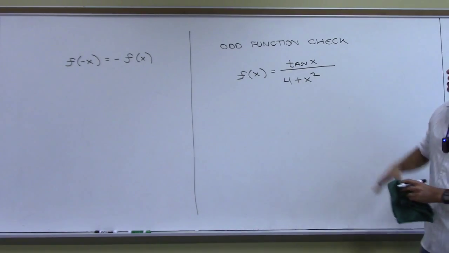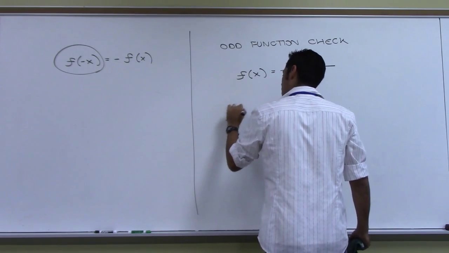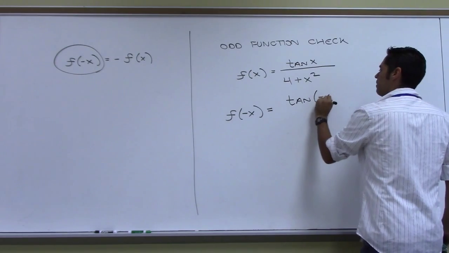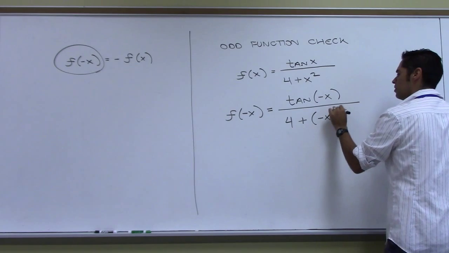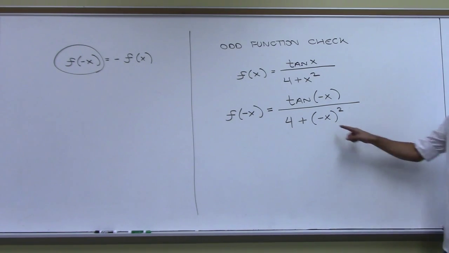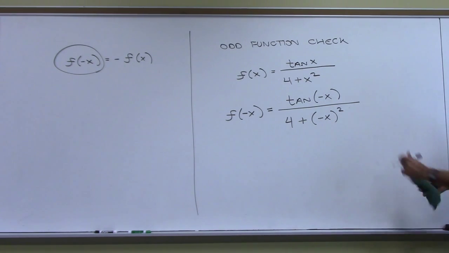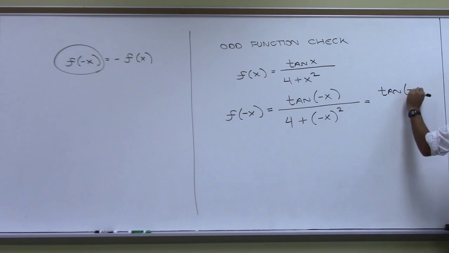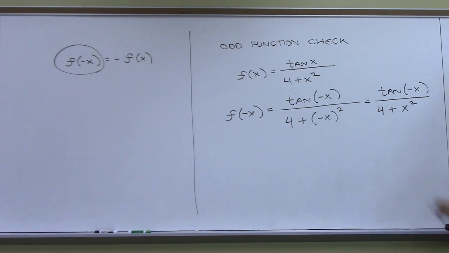So if that's the function, let me check this first. What would this be? f of negative x would be tangent of negative x over 4 plus negative x squared, right? What happens if I take negative x and square it? It's still positive x squared. So this is just tangent negative x over 4 plus x squared.